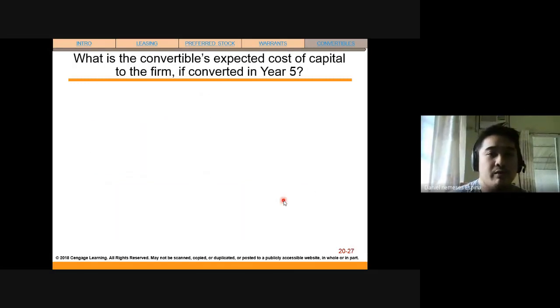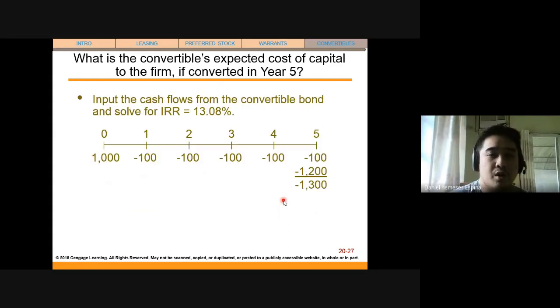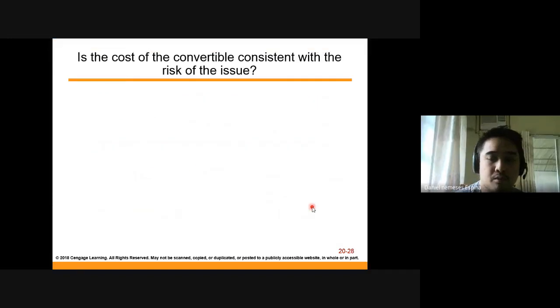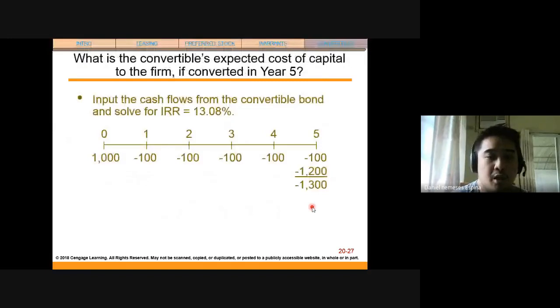What is the convertible's expected cost of capital if converted in year 5? So if it is called at 1,200, just input all the cash inflows in the spreadsheet or in the downloaded financial calculator so you can get the IRR nga 13.08%.